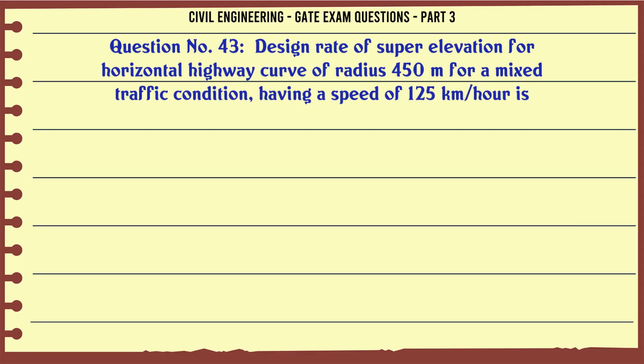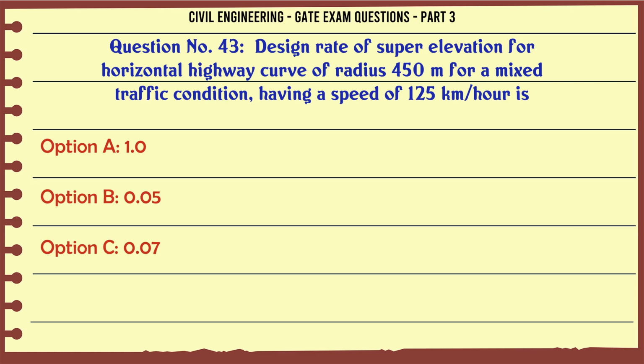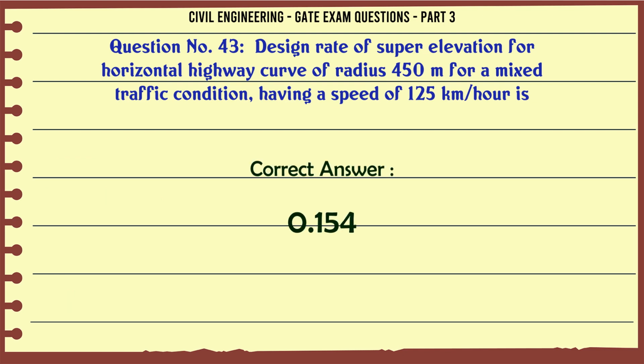The design rate of superelevation for a horizontal highway curve of radius 450 m for a mixed traffic condition having a speed of 125 km/h is: A. 1.0, B. 0.05, C. 0.07, D. 0.154. The correct answer is 0.154.